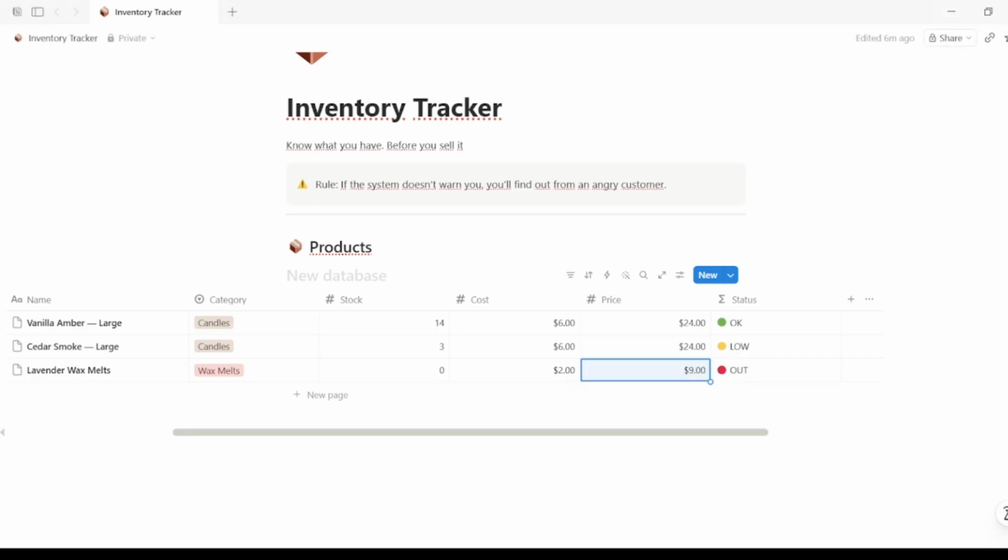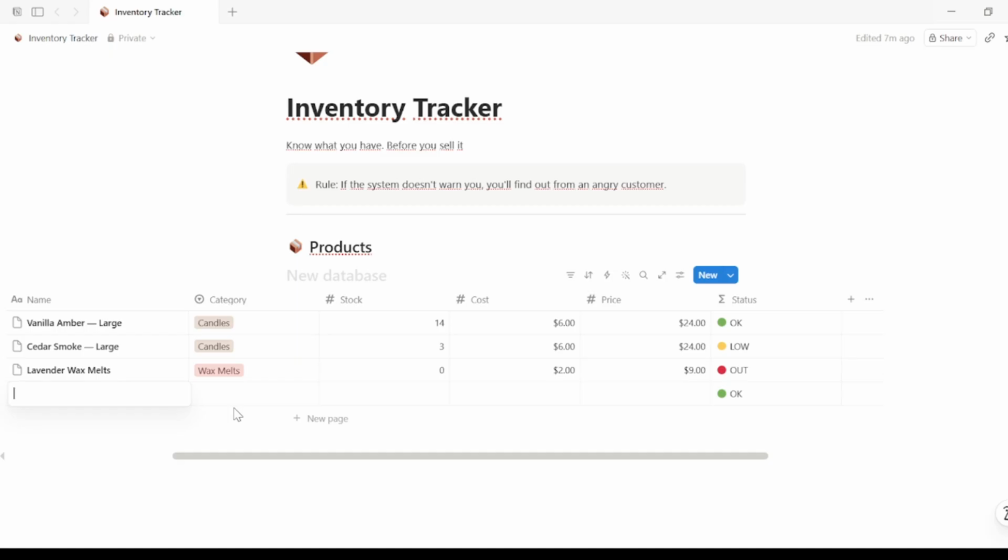Holiday gift set, 7 in stock, $18 to make, $45 to sell. Green. And here's what Marcus noticed the second this row existed. $27 of margin on a gift set, $18 on a single candle. He'd been pushing the wrong product at every fair for 2 years.